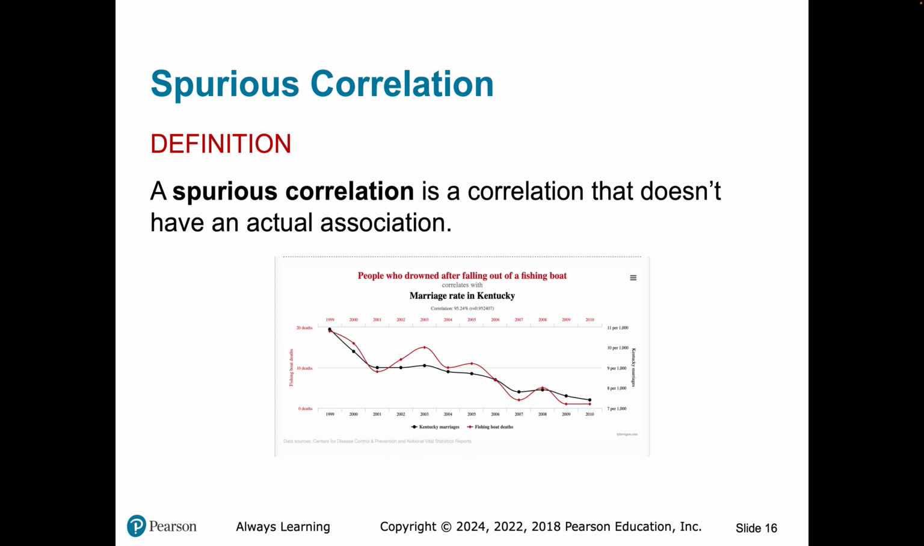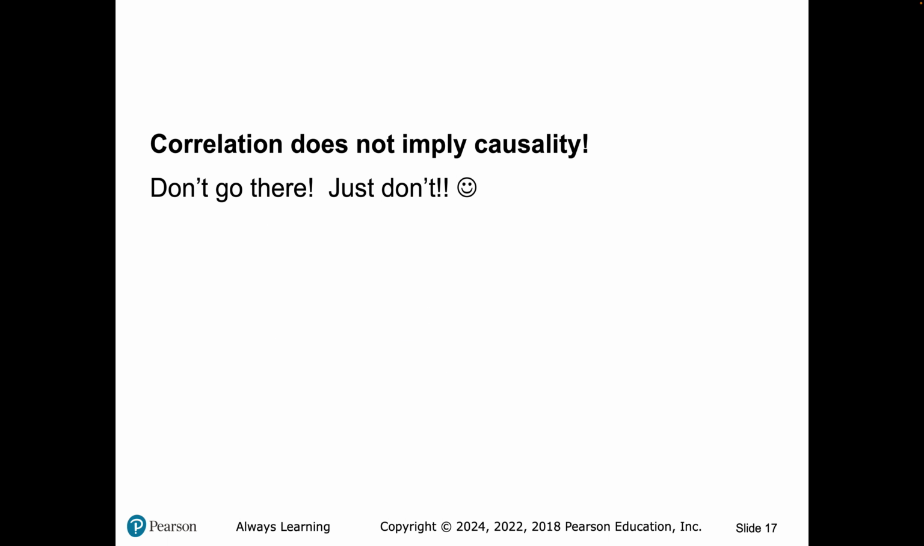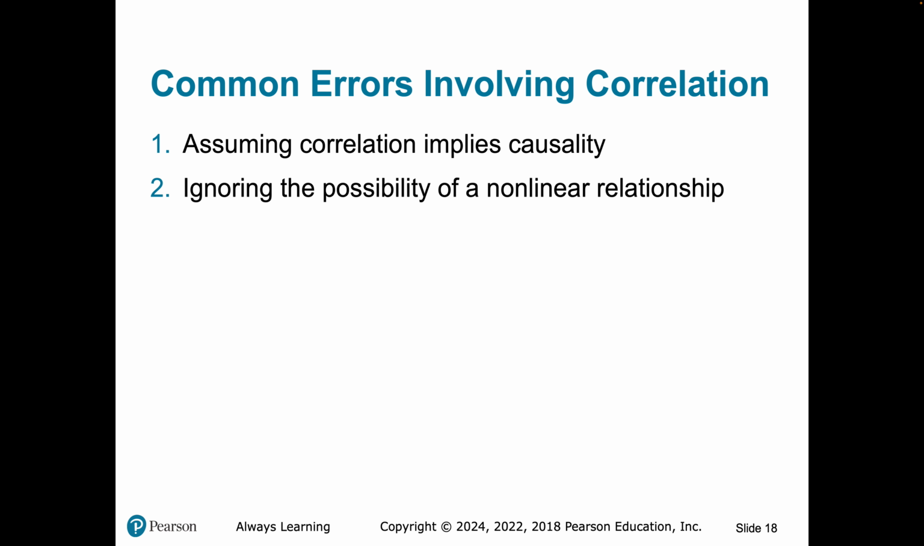So just because you put two variables into a statistical software package, and you hit the right buttons and calculate the correlation coefficient, it doesn't necessarily mean that the correlation has a meaningful interpretation. Another thing, correlation does not imply causation. Don't go there, just don't do it. It just does not. All right?